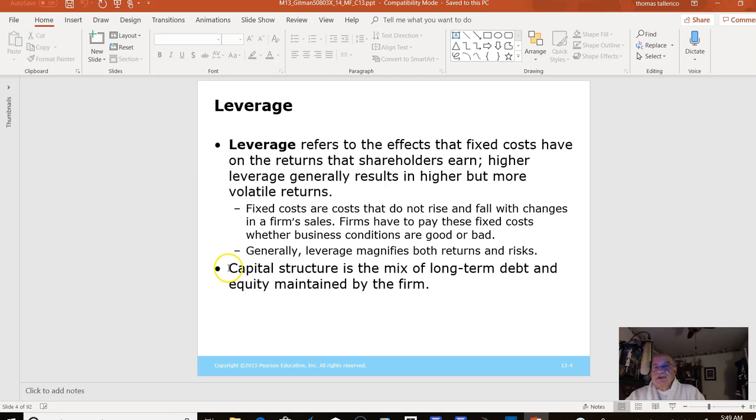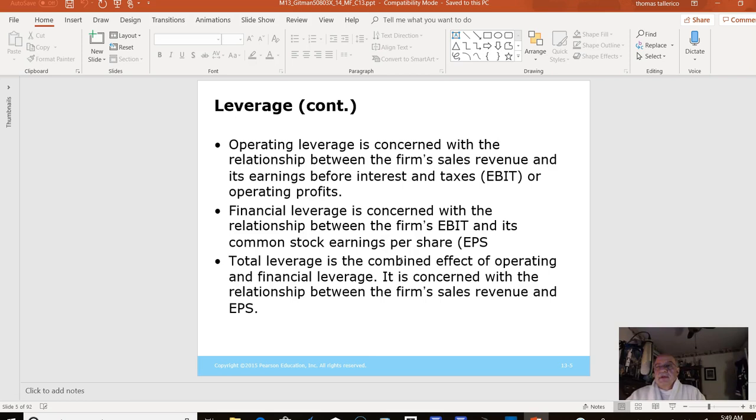And then capital structure is the other term. And that's the mix of long-term debt and equity maintained by the firm. So the question is, what percentage of debt do they have, long-term bonds, and what percentage is equity? So those are the two main things we'll talk about. So we're going to talk about operating leverage and financial leverage here. And those two combined will be known as total leverage.